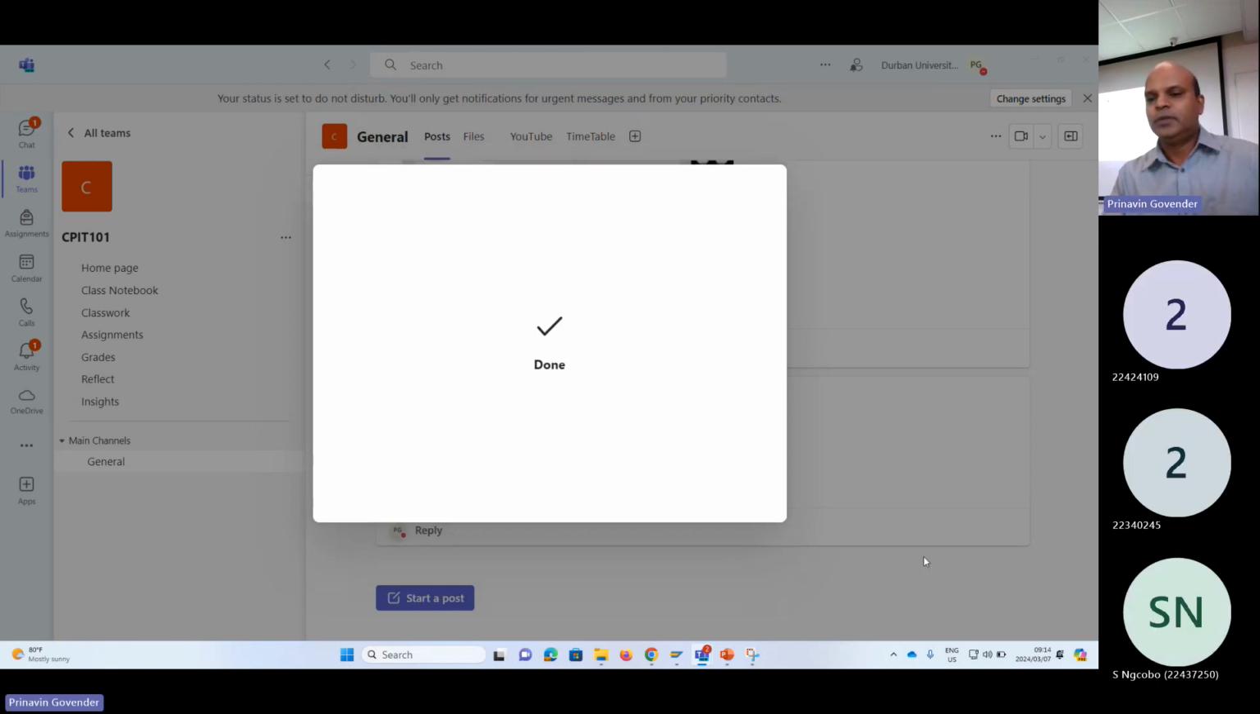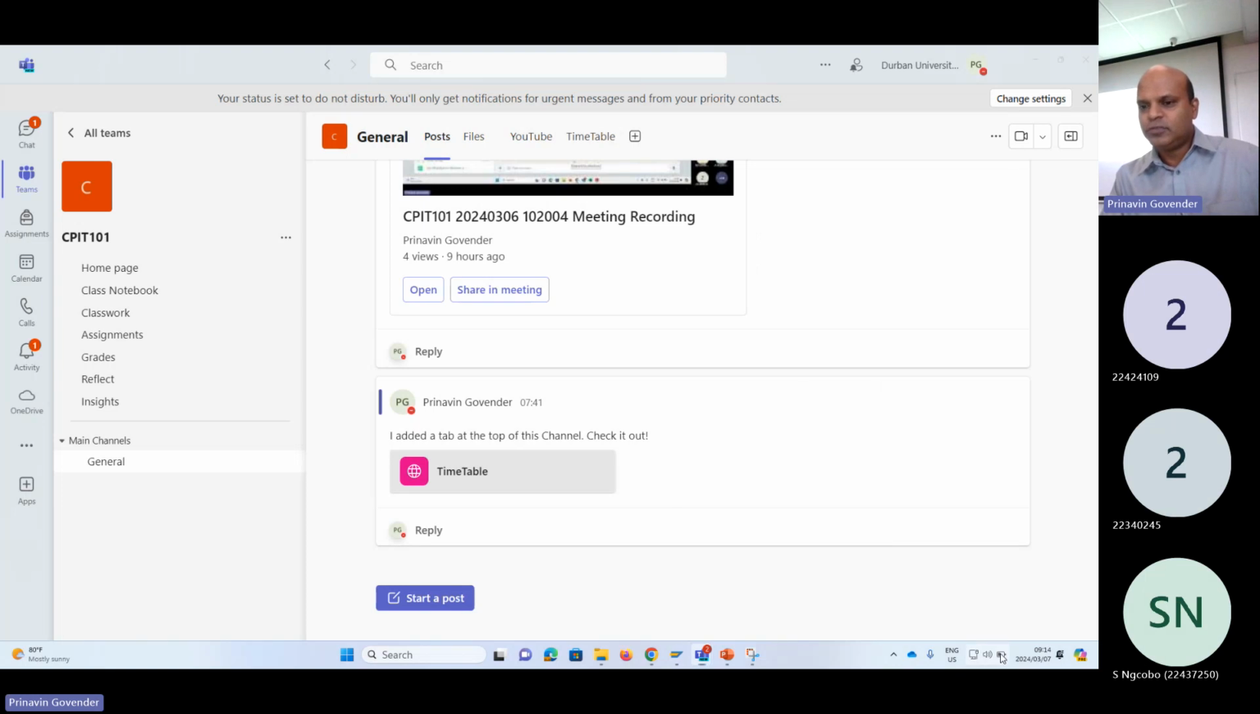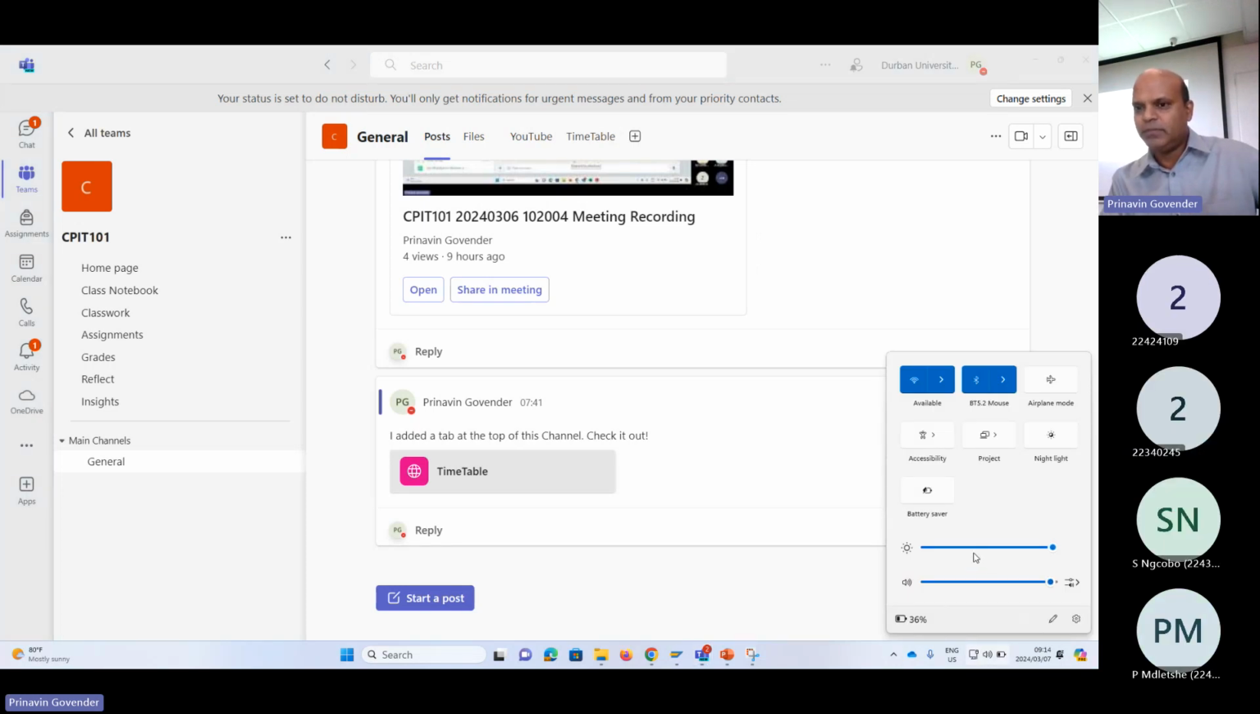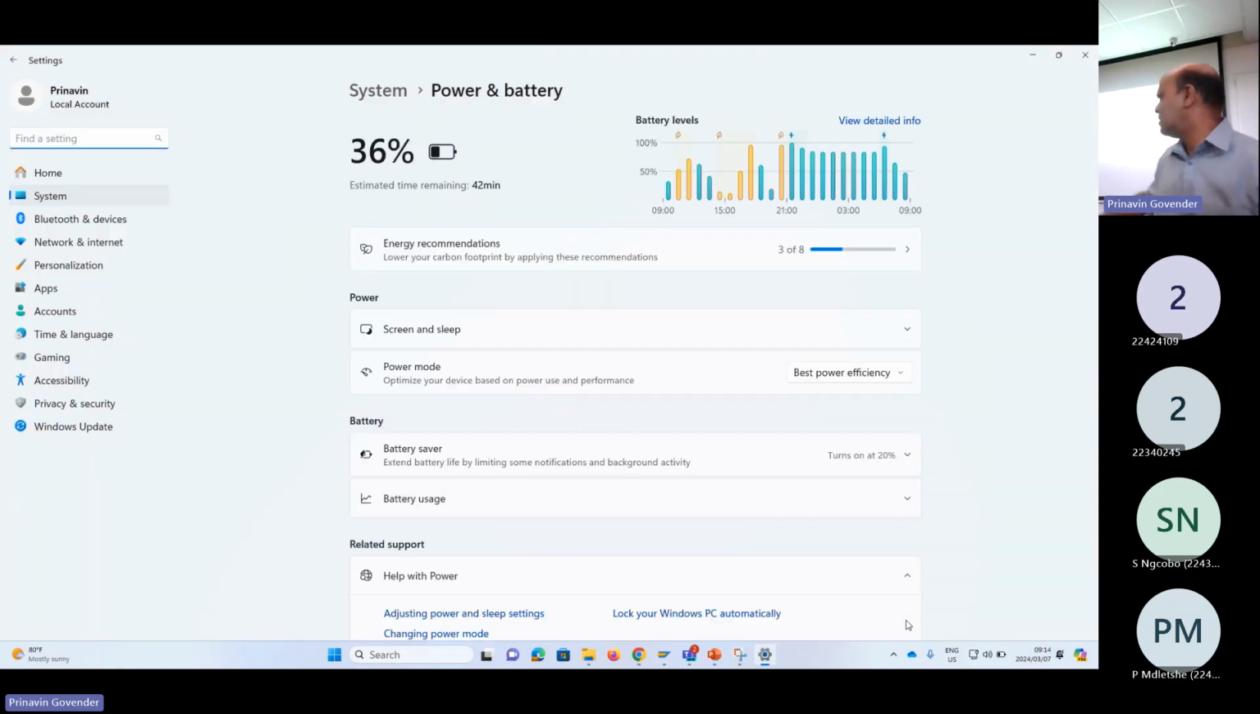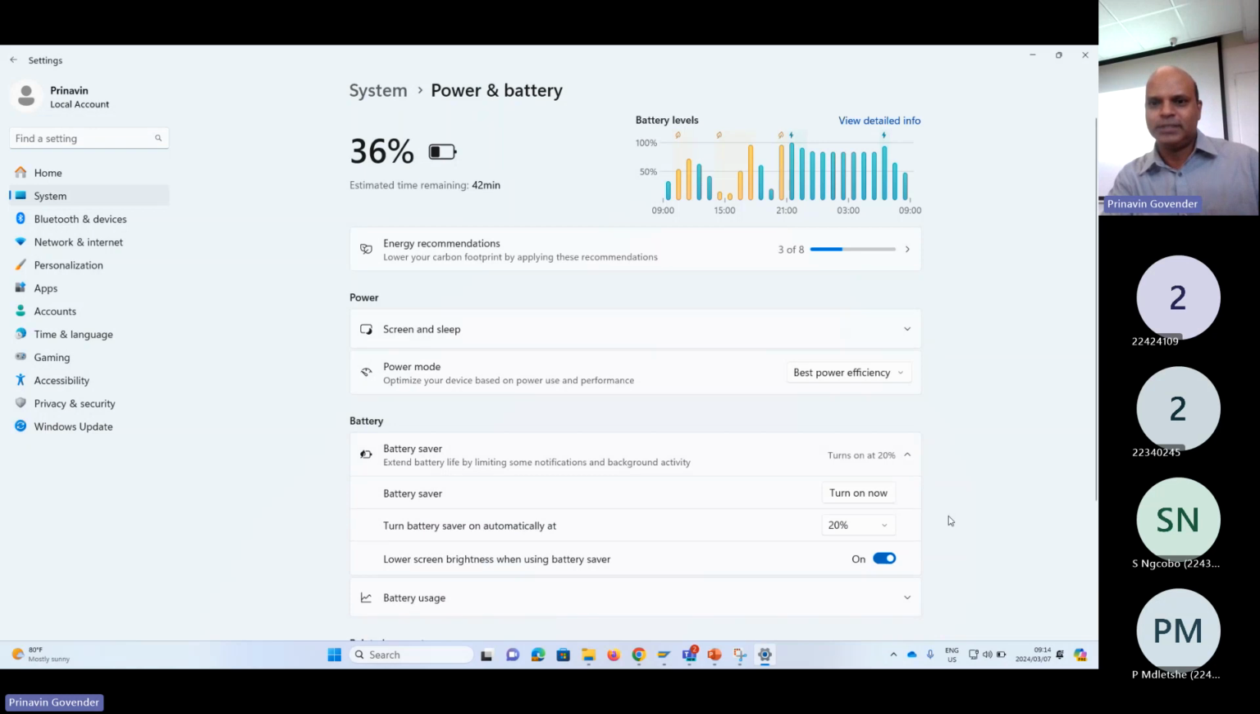Right, so I've added you. Now I'm just going to put on some battery power here, because I've got 36% and there's no power. Eskom has cut off the power to the plugs, but they've got the lights working. Joke. Right, so let's put some battery saver on. Let's see, it's on. Oh yes, it's on.